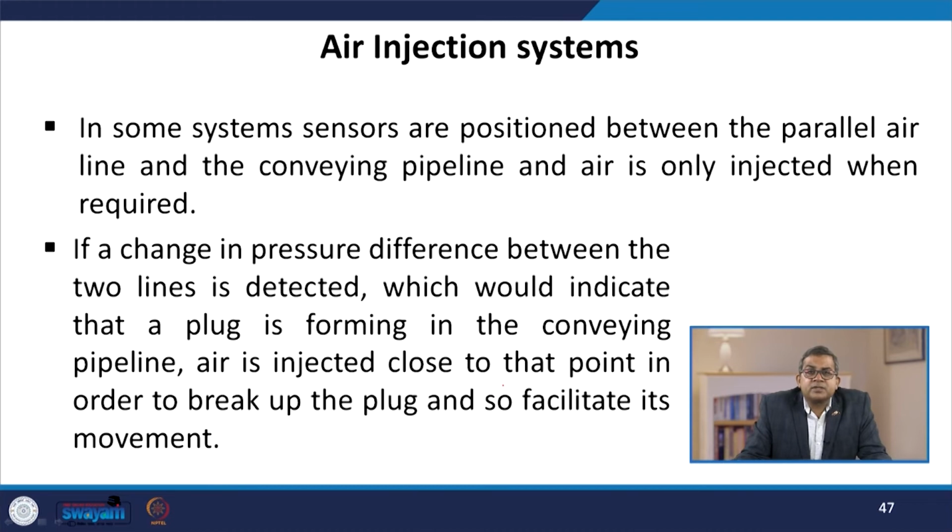In some systems, sensors are positioned between the parallel air lines and the conveying pipeline, and air is only injected when needed. Now, a change in the pressure difference between the two lines is detected, which would indicate that a plug is forming in the conveying pipeline. Air is injected close to that point in order to break up the plug and so facilitate its movement.